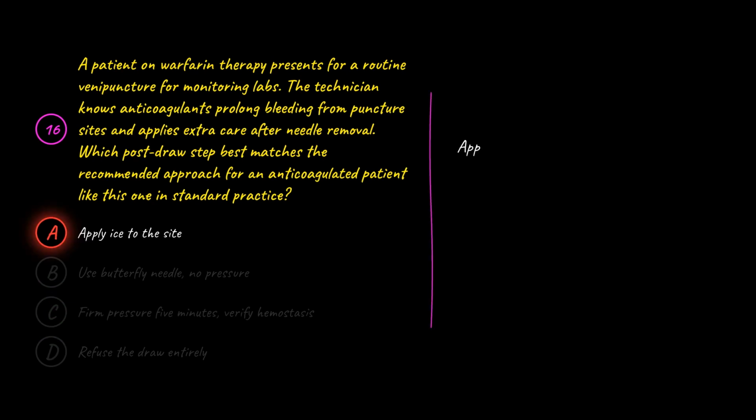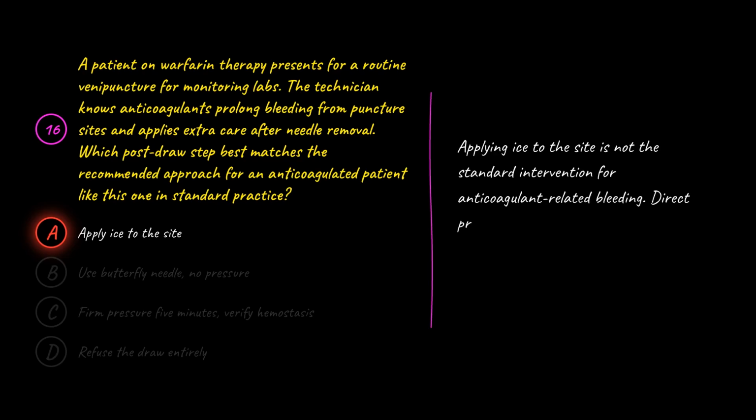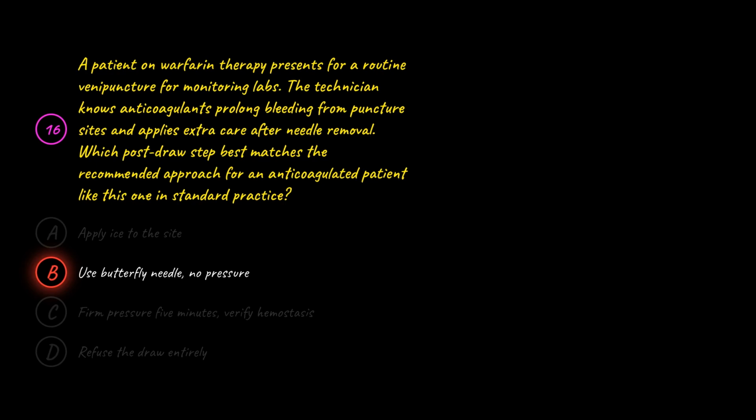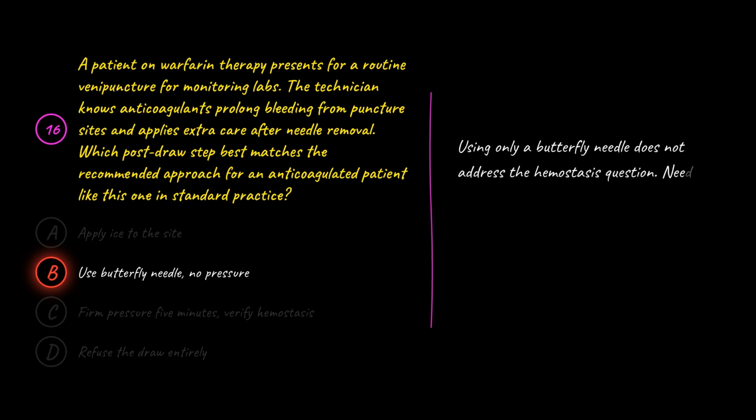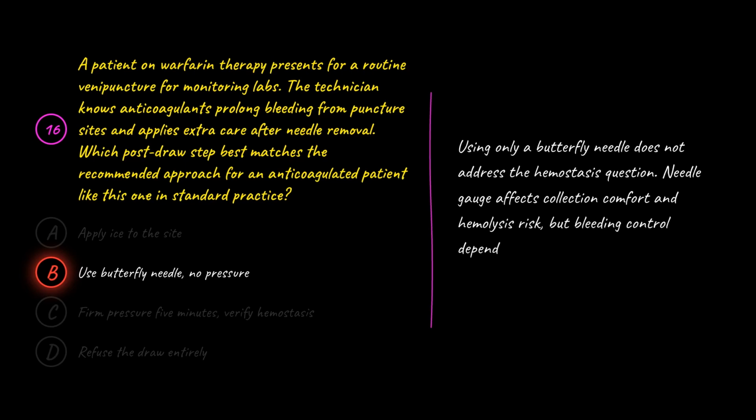A is wrong because applying ice to the site is not the standard intervention for anticoagulant-related bleeding. Direct pressure is the proven approach, and ice does not address the prolonged clotting cascade driving extended bleeding risk in these patients. B is wrong because using only a butterfly needle does not address the hemostasis question. Needle gauge affects collection comfort and hemolysis risk, but bleeding control depends on pressure and time rather than the device used to draw blood.